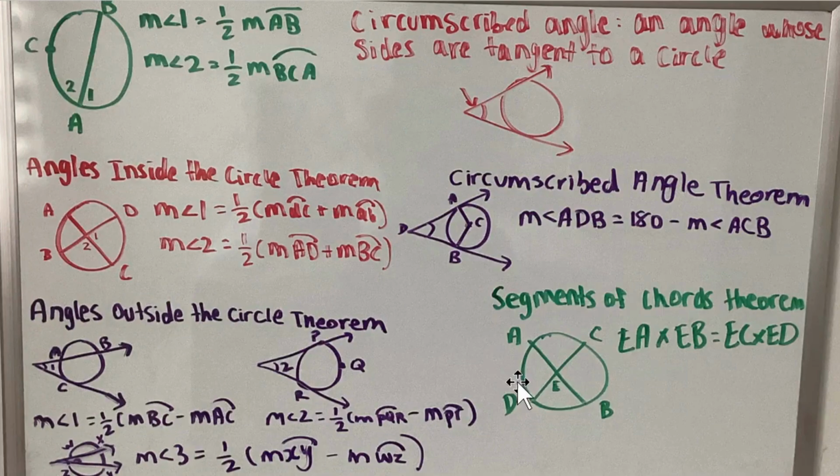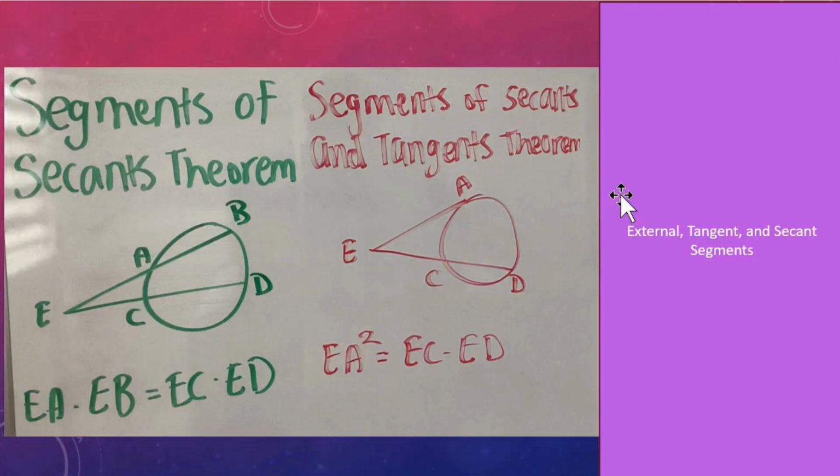So basically, the segments of chords theorem, segments of secants theorem, and segments of secants and tangents theorem are very easy to mess up and mix around. So you have to remember them, practice them a lot just to make sure you know the difference between them. Let me just make a quick problem for this one for you really quickly. I quickly made a problem for you right here. You can take a minute to solve it and pause the video if you have to. Now let's solve it.